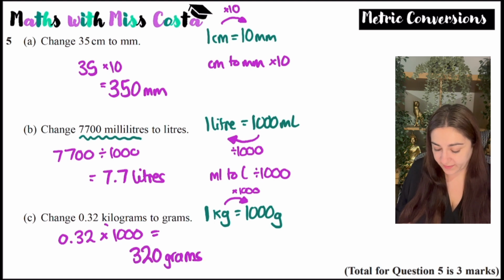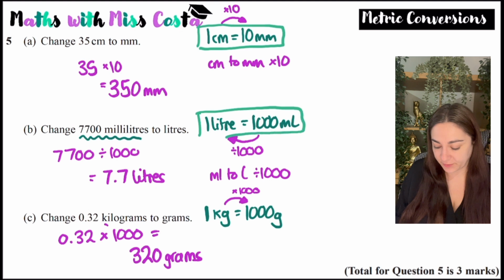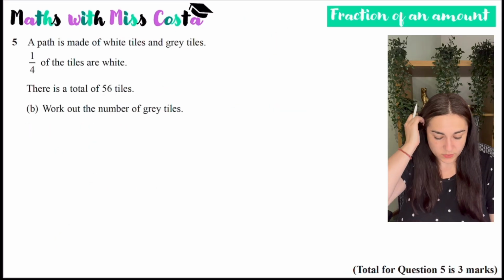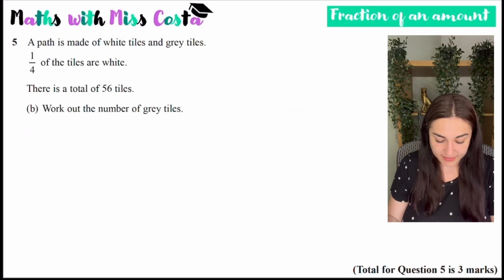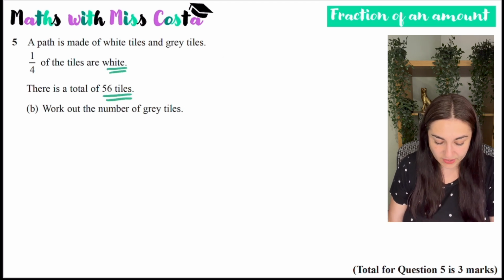So the best way to do these is always write your fact that you know, or you should know, all your metric conversions. These are things that you're expected to know. And from there, decide whether you're multiplying or dividing. I'm then told a path is made of white tiles and grey tiles. A quarter of the tiles are white. There is a total of 56 tiles.